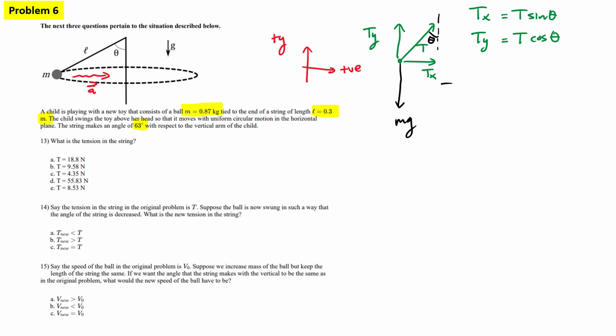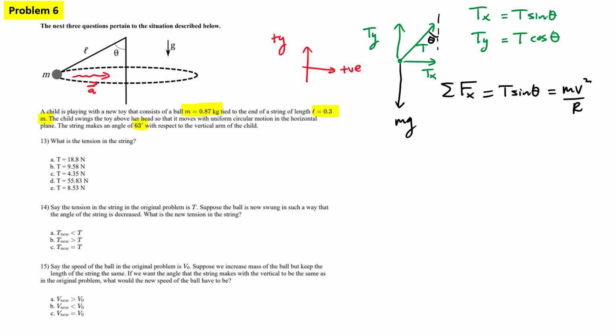Okay, let's now write down Newton's laws. We say the sum of the forces along the center of the circle, in this case there's only one, is Tx. That's T sine of theta. This must be equal to the mass times the acceleration, which is v squared over r. This is what we get.